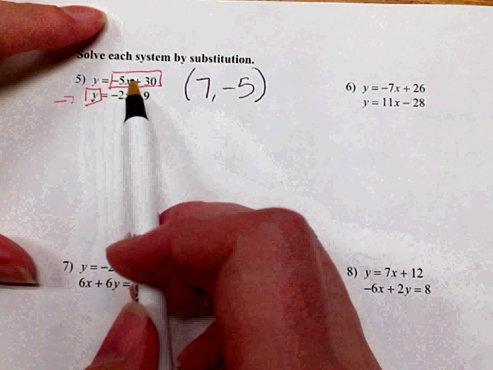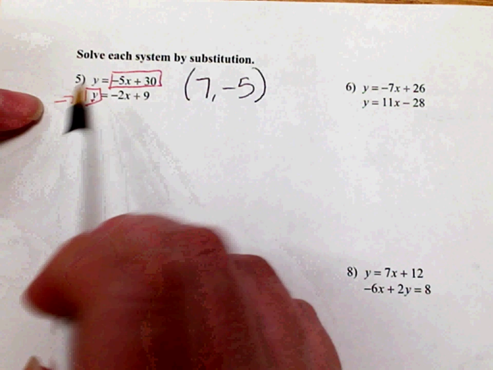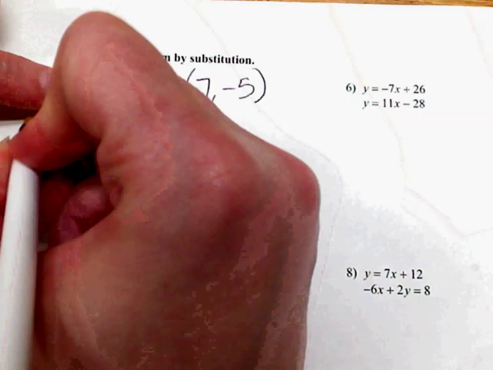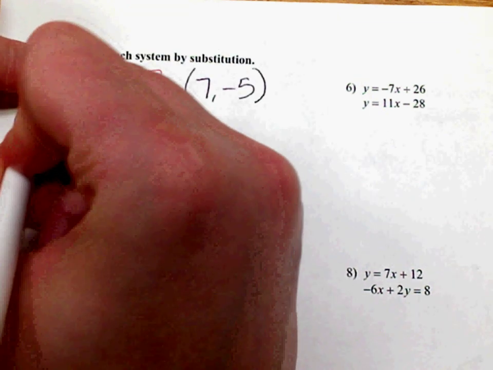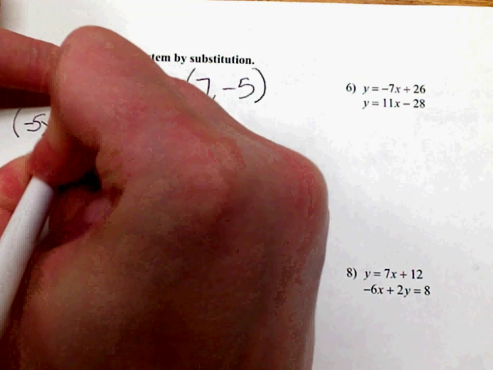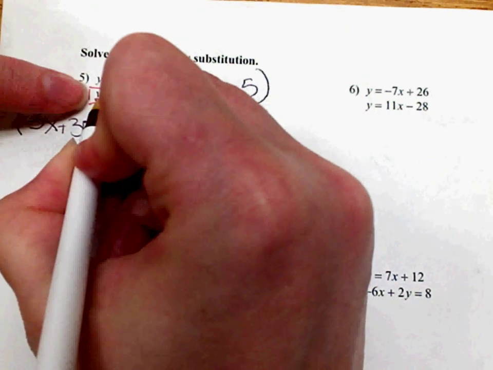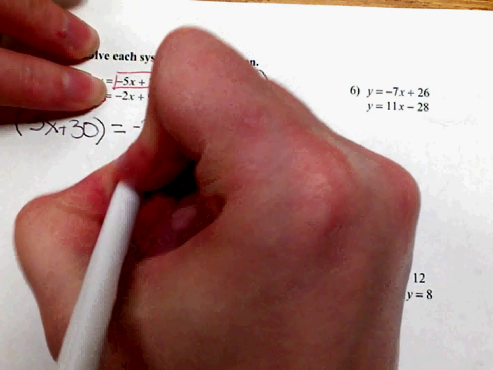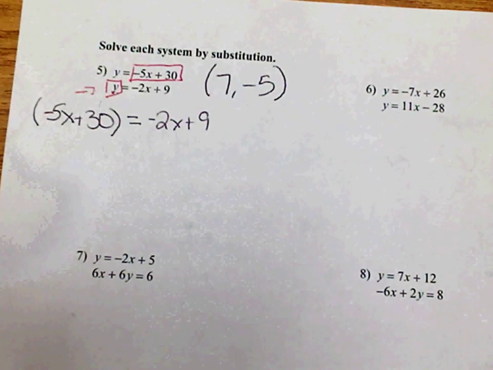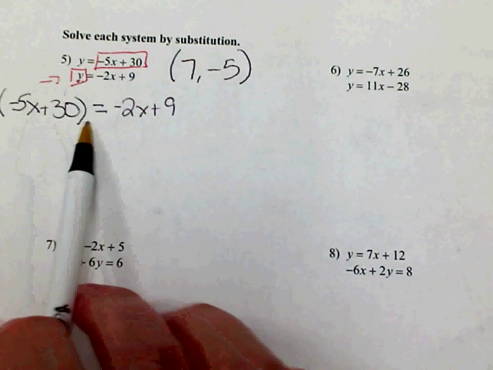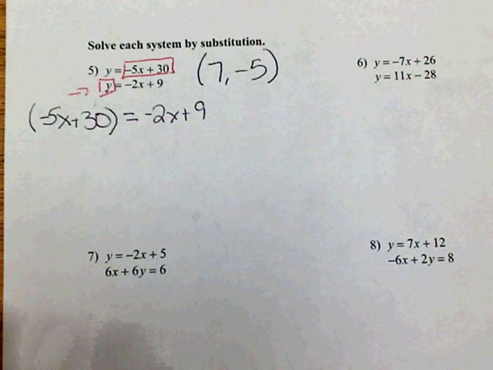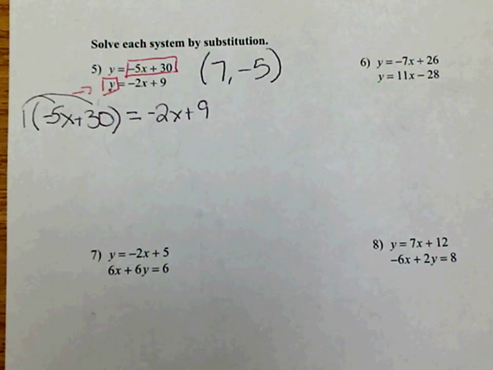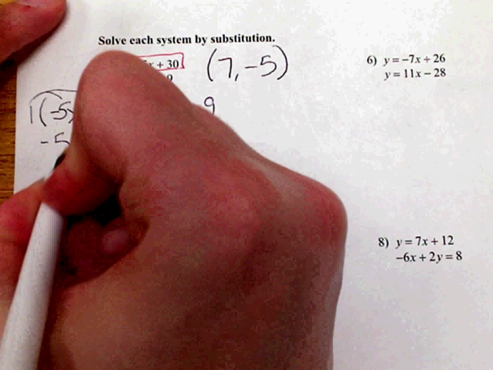But if you want to use substitution, you're going to put this in for that y. So I'm going to rewrite this equation right here, because this is where I'm putting it. And instead of y, I'm going to write in parentheses this, because this is y. Now that I've written what I'm putting in for y, I have to write the rest of the equation. So equals negative 2x plus 9. We can see that the parentheses here are unnecessary. There's nothing being multiplied out here. And if I multiply by 1, which is what's really there, it's not going to change. So I'm going to get rid of the parentheses.